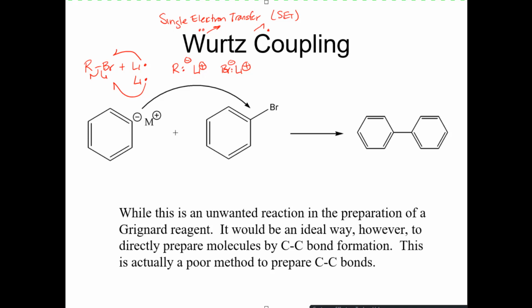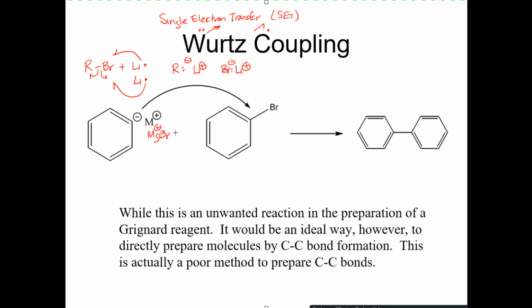So these reactions can have some radical type characteristics, is my point. What was found was that if we reacted an organolithium or a Grignard reagent with an alkyl halide, we would get a little bit of the coupling product.